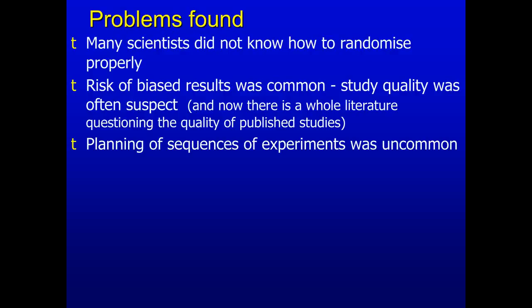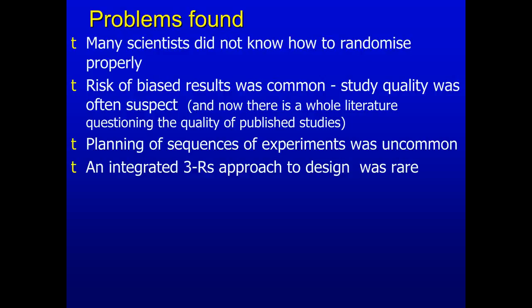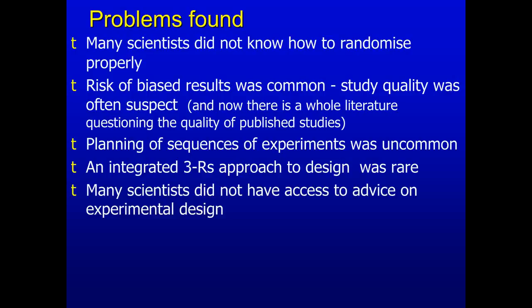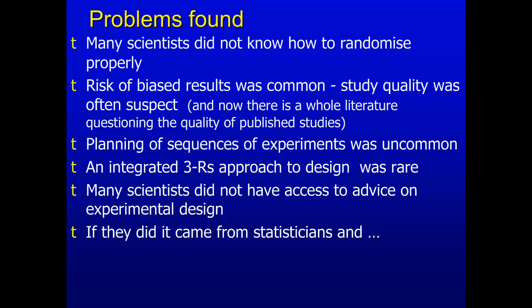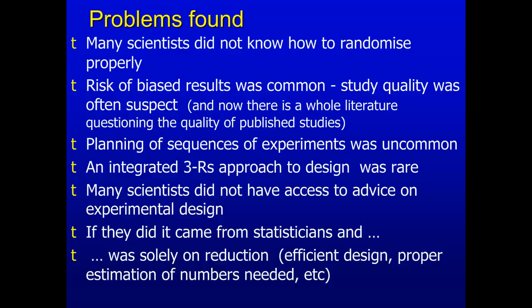There is limited information on planning of the sequence experiments, and including some ideas about the 3 R's is really quite rare. Scientists that did have access to advice on experimental design, it came from statisticians, and of course they would be thinking about numbers, efficient design and that sort of thing, and not about what effect severity may have on the data or the loss of data points.